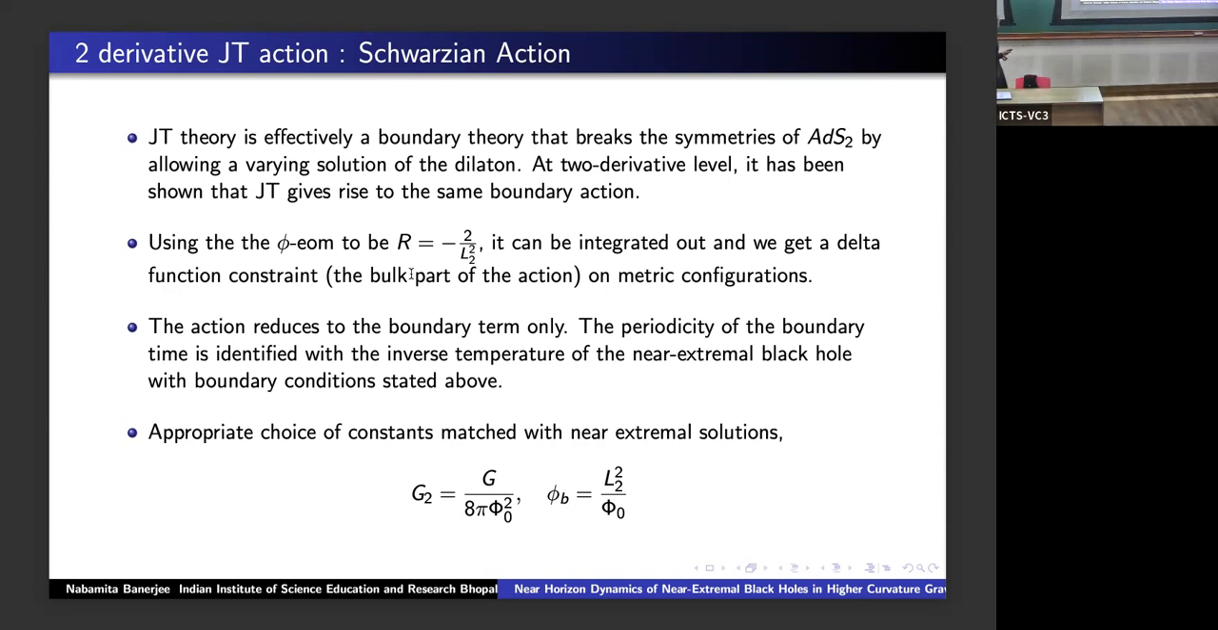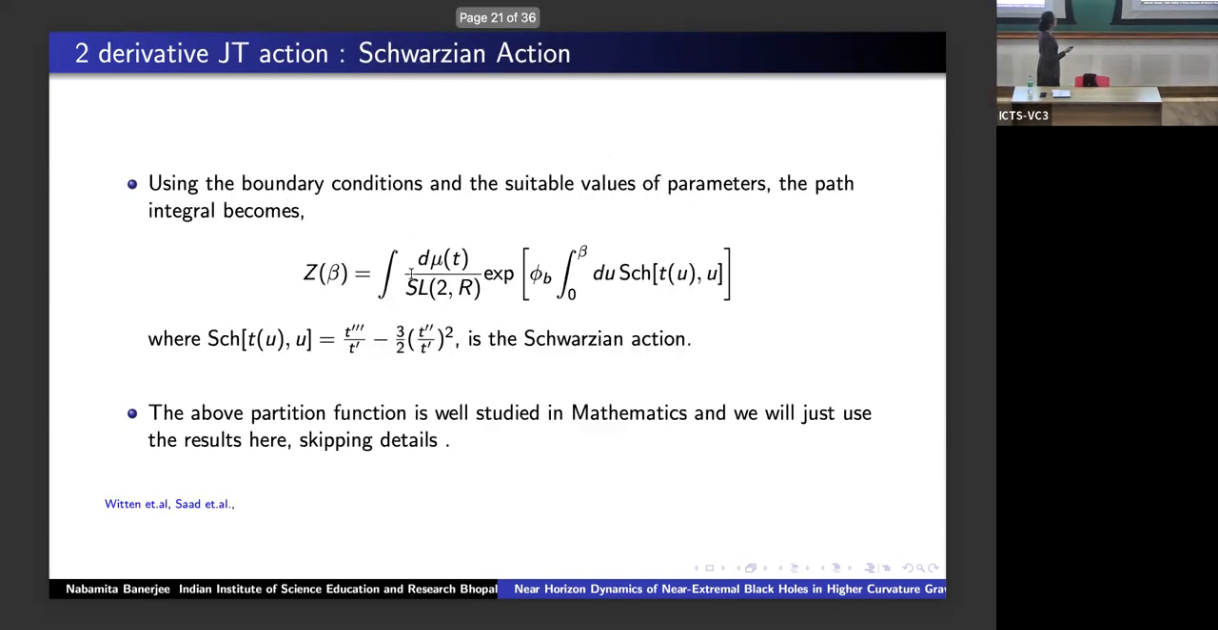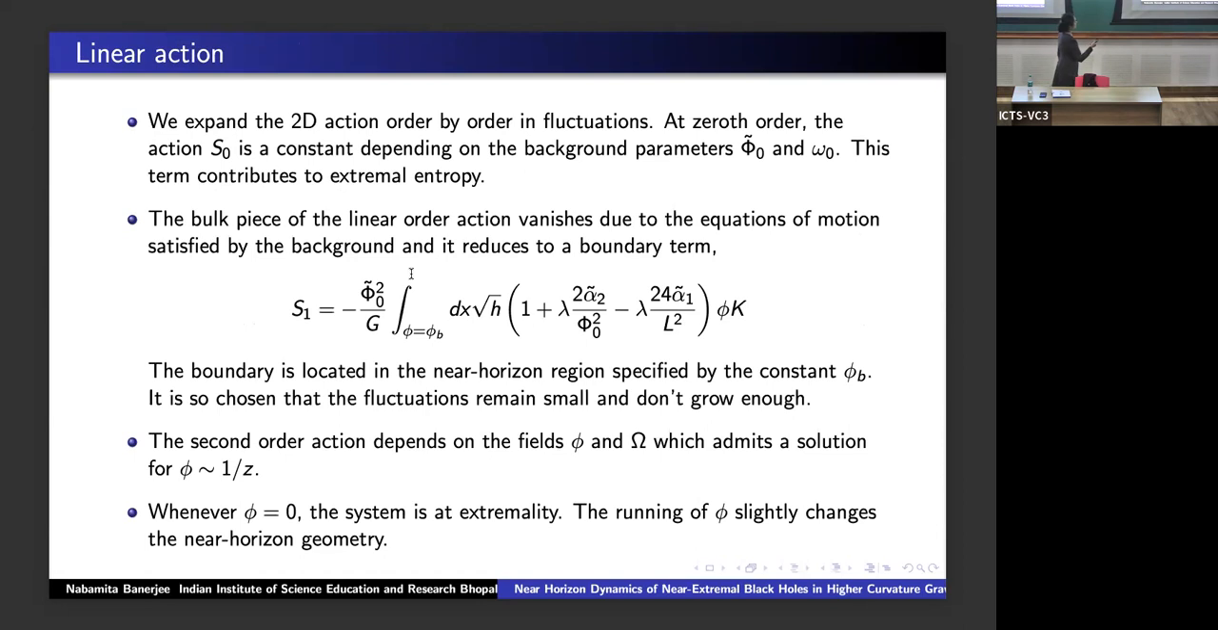Okay, so here, where was I? Yeah, so this is at the linear order. This is what it looks like. So all the non-trivialities are just in the boundary integral, and from the second order piece of the action, one can find the fields, these two fluctuation fields that I have taken, phi and omega, and in particular, phi admits a solution of this kind. So whenever this phi is 0, if I set the constant such that phi is 0, then we are at extremality. And the running of phi slightly changes the geometry, the near horizon geometry from AdS2 to something else. So one gets an omega also. So that is how things change here.